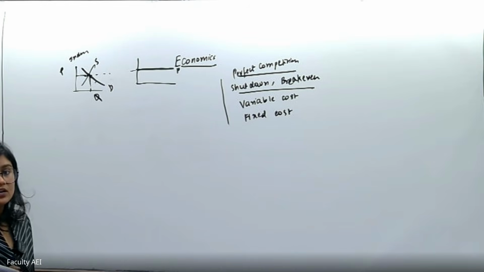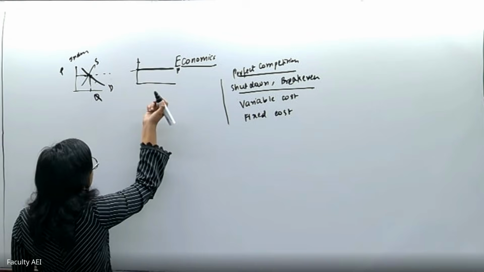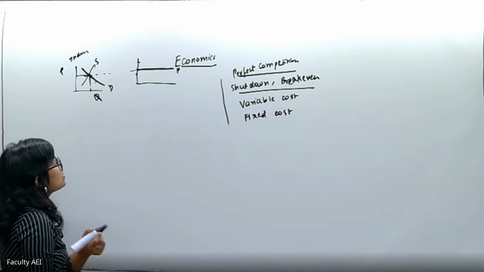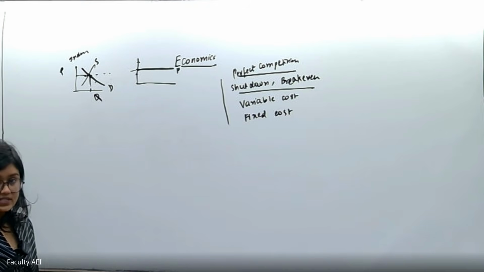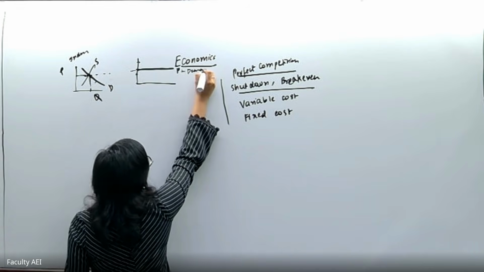So all the firms are selling at this price. If they are selling above or below this price, they are selling zero quantities, because none of the customers would be willing to buy above or below that. So at this price only, they are selling quantities. So this is also my demand curve under perfect competition.